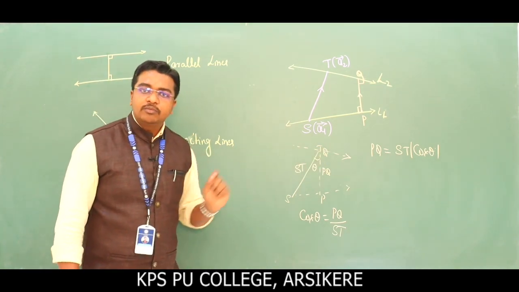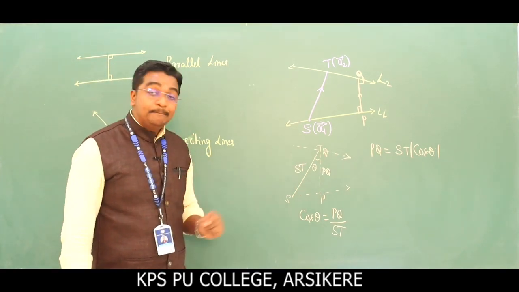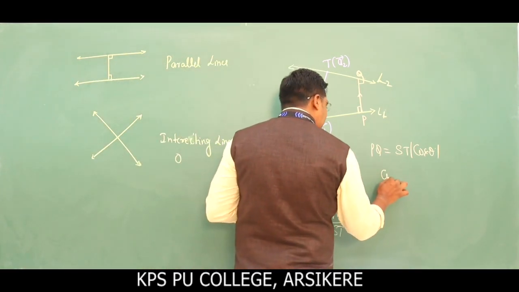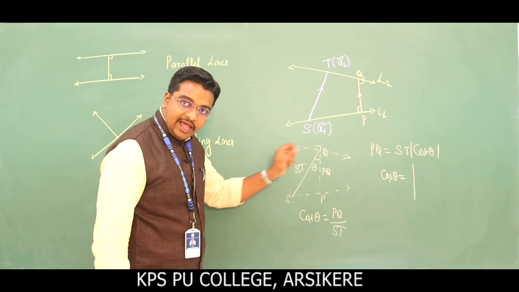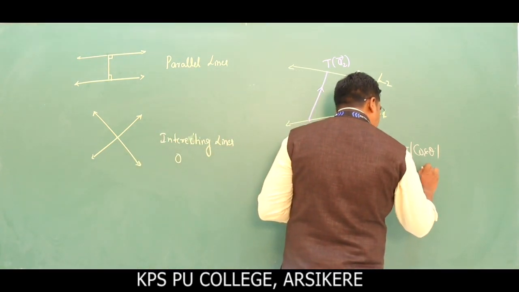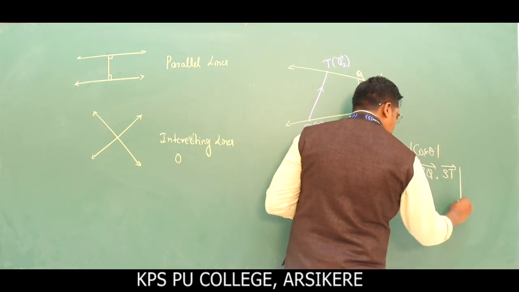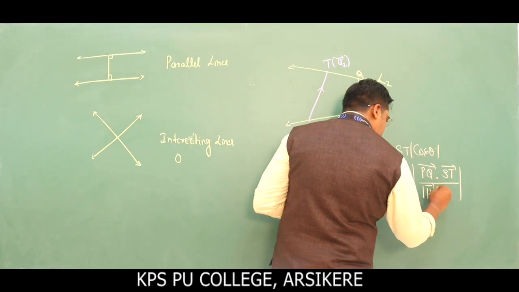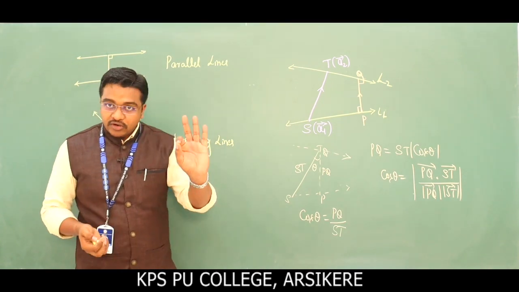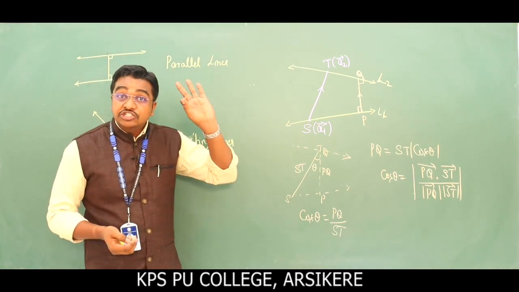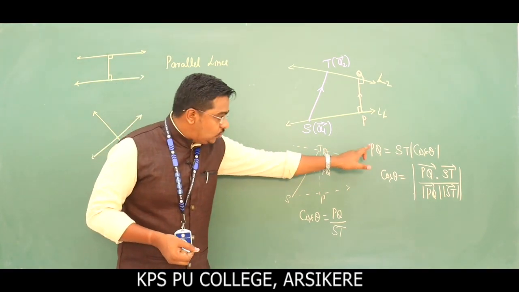After this, what to find out next? We need to find cos theta. So what is theta here? The angle between PQ and ST. Cos theta is equal to vector PQ dot vector ST whole divided by mod of PQ into mod of ST. These two are the important things we should remember while deriving the shortest distance between two skew lines: PQ and cos theta.